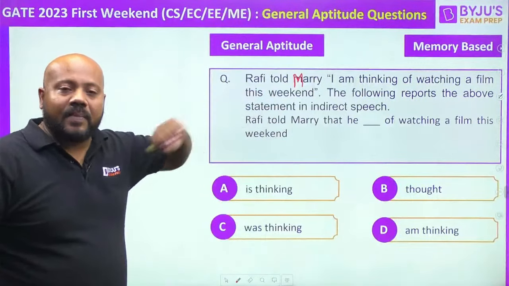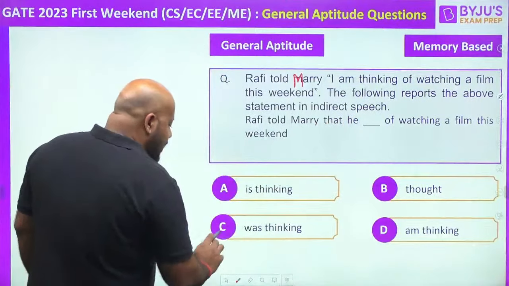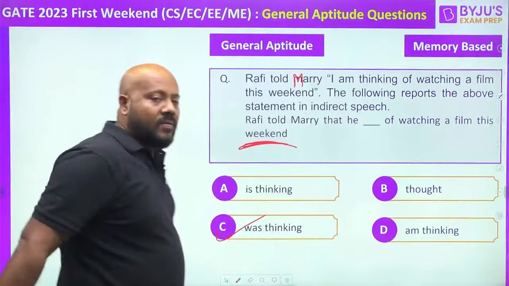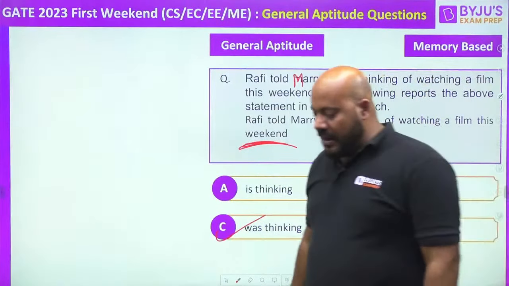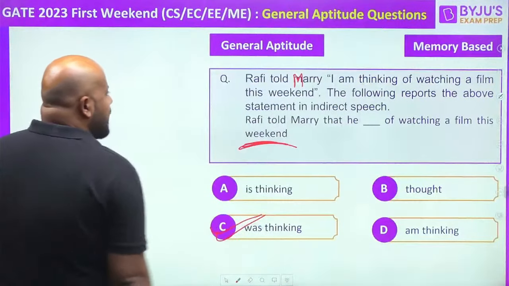Present का क्या हो गया? Past. Rafi told Mary that he was thinking of watching a film this weekend. He was thinking of watching a film this weekend. Is it clear, everybody? Just tell me yes or no in the comment section. Next question.